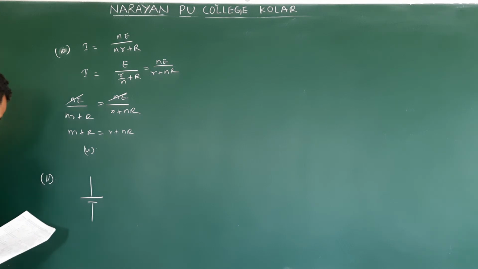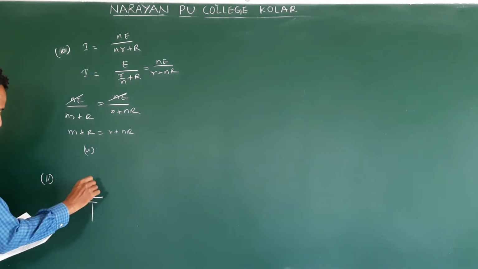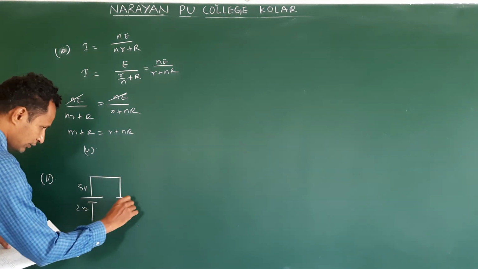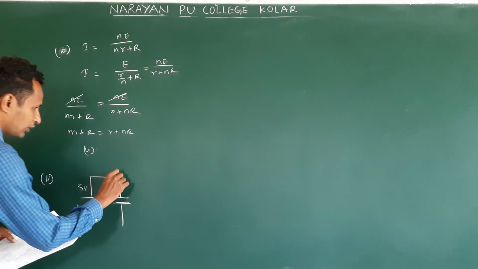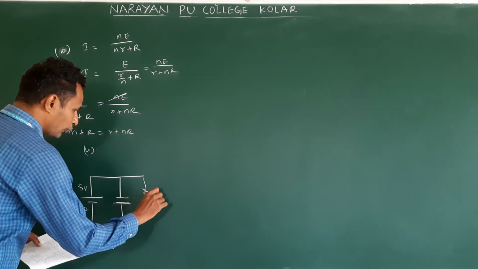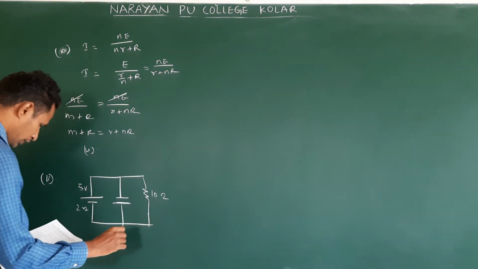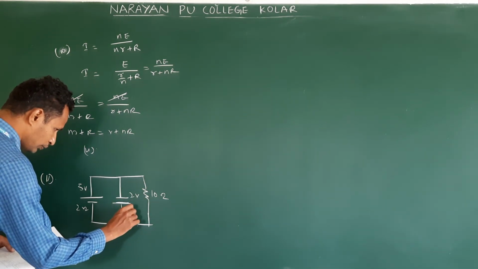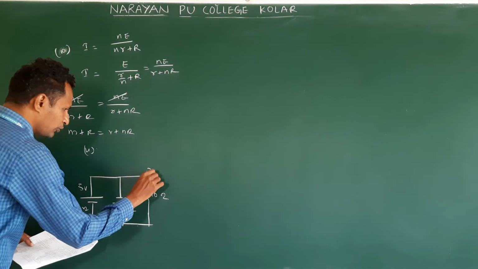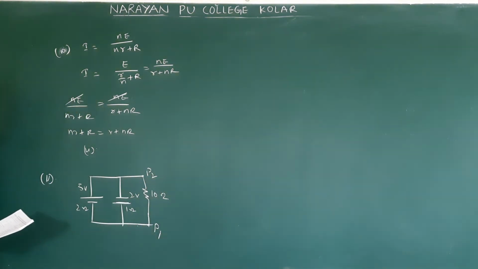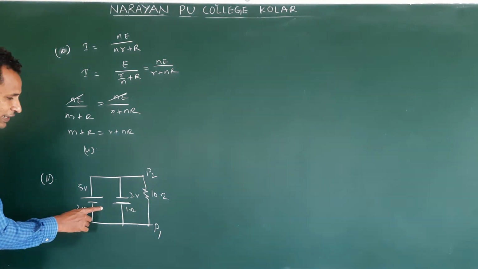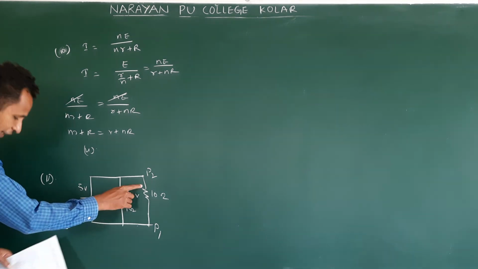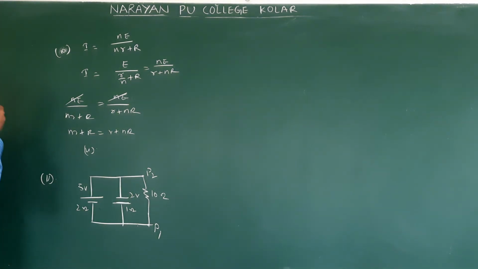We can write it in alternate form. This is 5 volt and this is 2 volt, and the next battery you can draw like this. Parallel combination, then no problem. Here the resistance is 10 ohm. Here 2 volt, and the internal resistance is 1 ohm. So this is P2 and this is P1. These two batteries are connected in parallel, okay? And the resistance is also in parallel. What they are asking is the current flowing through the 10 ohm.